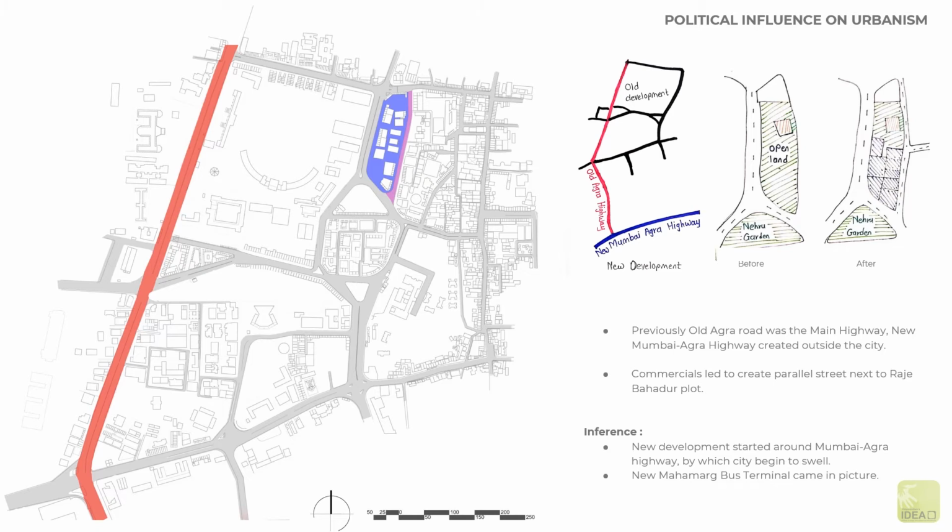Developing city raised the need for a new highway. So the new Mumbai-Agra highway was introduced outside the city. The whole land parcel was open and was under the ownership of Raje Bahadur. Commercial development occurred on plots around the roads to attract customers. Later, the whole chunk of land got converted into commercials by which many secondary streets came into picture.